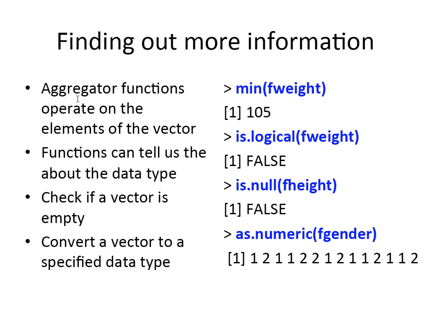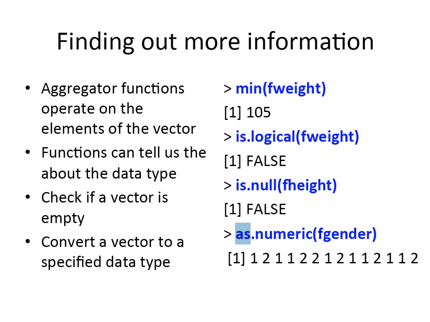Other functions that we can apply: is.character of f weight is logical, so we know weights are numeric, they're people's weights, so that one comes out as false. Is f height null? So is it a container that's empty? No, there's actual values in there. So as is a little different to is. Is querying a current status. As actually says, let's take the current status, whatever it is, and we'll try to force it to be something else.